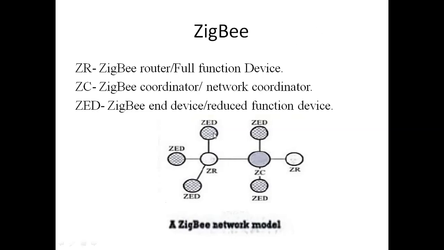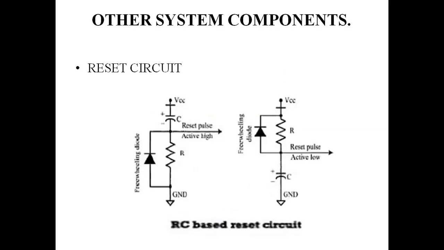So this ZED does not act as an intermediate between devices, whereas ZR and ZC act as intermediates in order to transfer data to other devices, whereas ZED does not act like that. So this is what ZigBee is. Next we're going to see other system components.